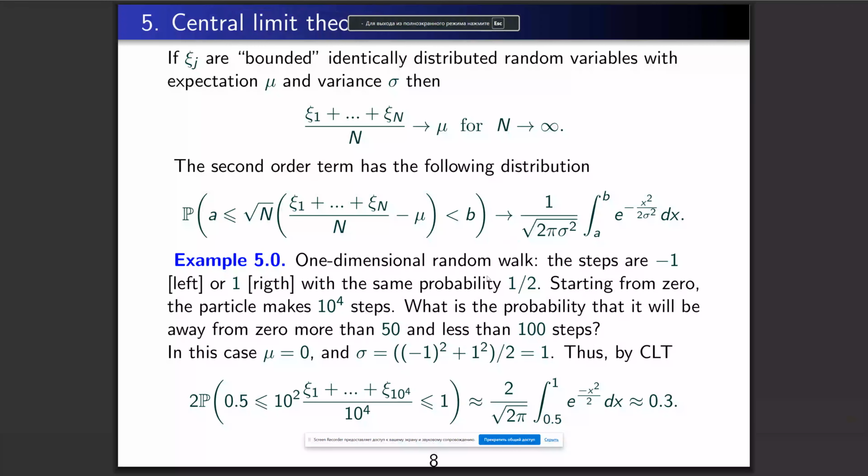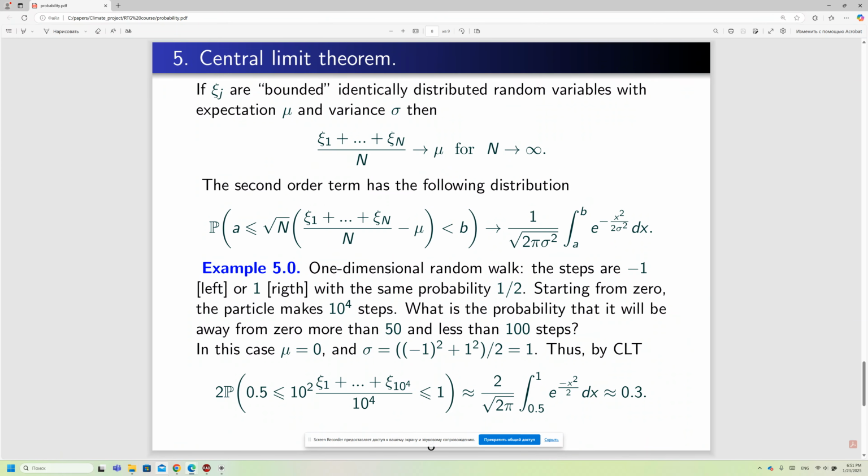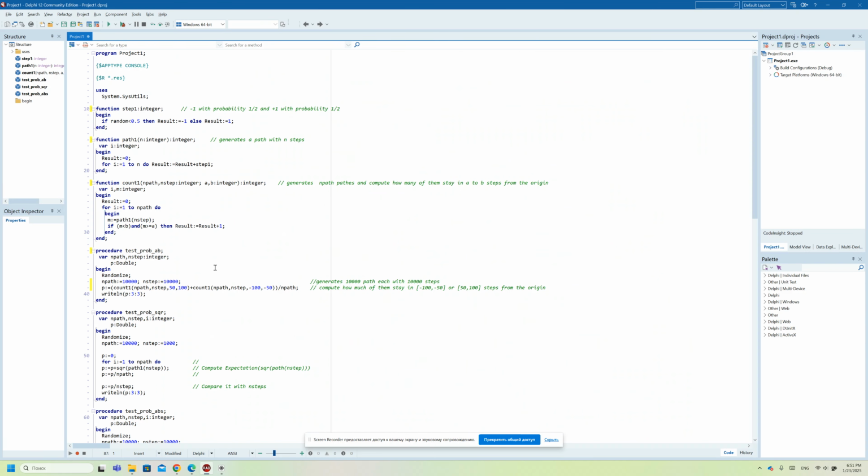Okay, let us do some numerics for our examples. Example 5. So we have a one-dimensional random walk. We should produce the paths of this random walk and compute how much of them stay apart from zero, from the origin, between 50 and 1000 steps. Okay, this is a simple program. I use Delphi, you can write this in Python.